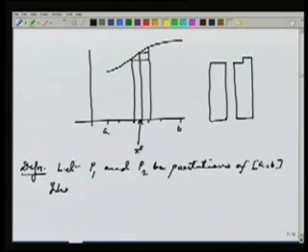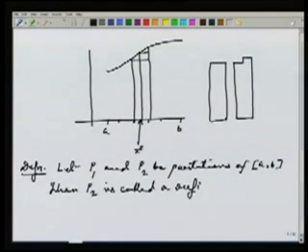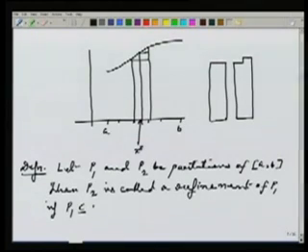Then P2 is called a refinement of P1 if P1 is a subset of P2. It just means that given the partition P1, I have inserted some more points in the partition to create P2. So P2 is actually breaking the interval in a more refined fashion than P1. That's why it is called the refinement of P1.